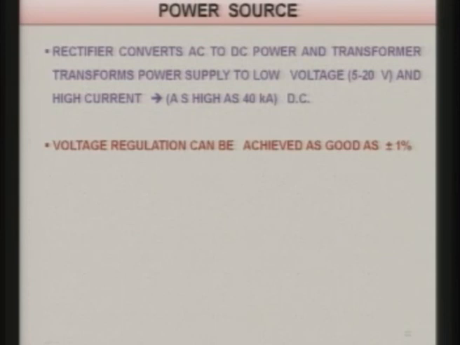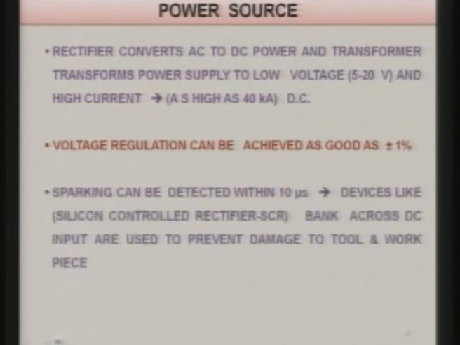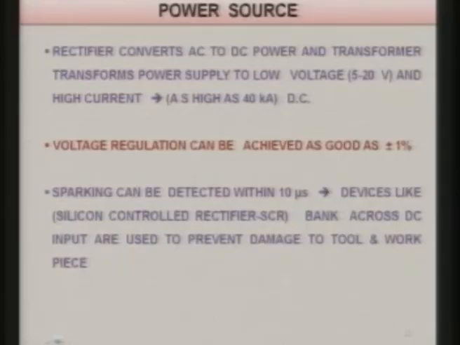Voltage regulation can be achieved as good as plus minus 1%. Sparking can be detected within 10 microseconds, because sparking should be detected and it should be avoided at any cost, because if sparking takes place then it will damage the tool as well as the workpiece both. So, devices like silicon controlled rectifiers, that is SCR, bank across direct current input are used to prevent damage to the tool and workpiece both.